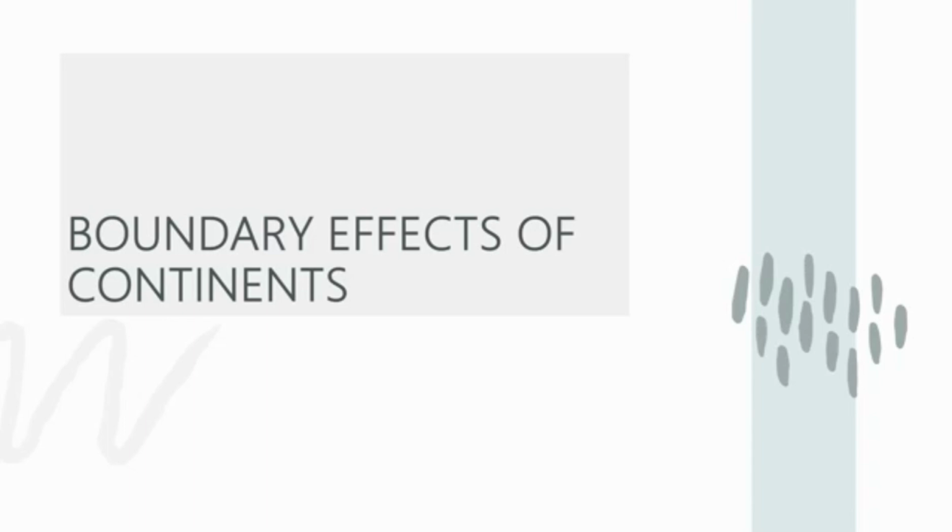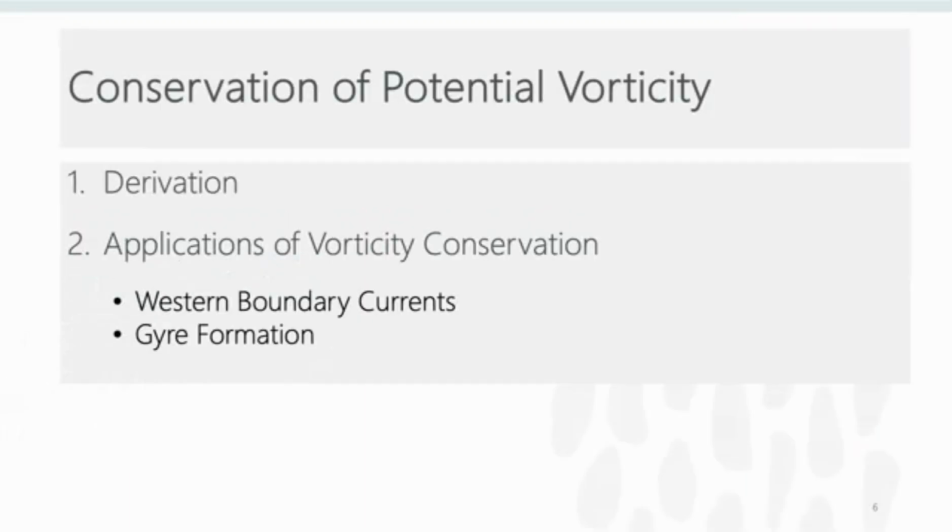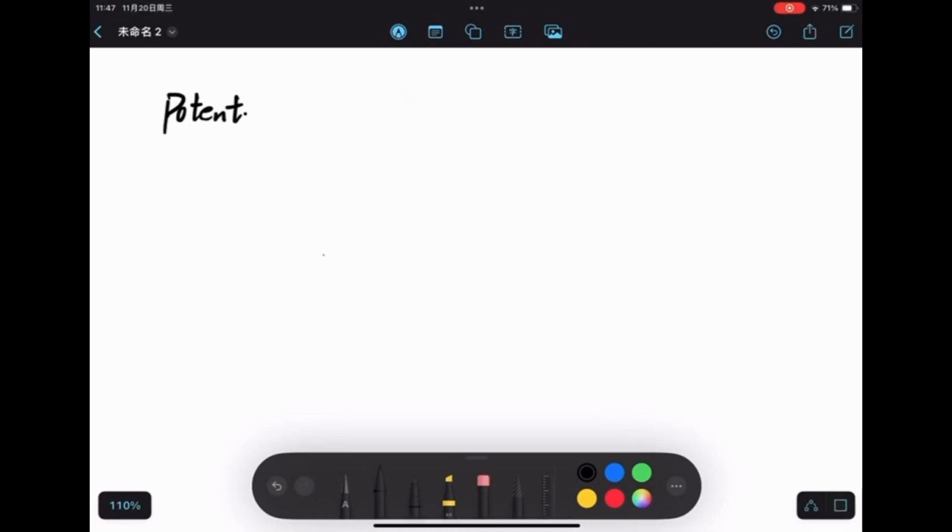But the interesting thing is that gyres are not symmetrical, and why is that? Then I have to introduce the concept of conservation of potential vorticity. Now I'm going to take you through the conservation formula. The potential vorticity is equal to the relative vorticity zeta plus the planetary vorticity f, divided by the thickness of the water column h.